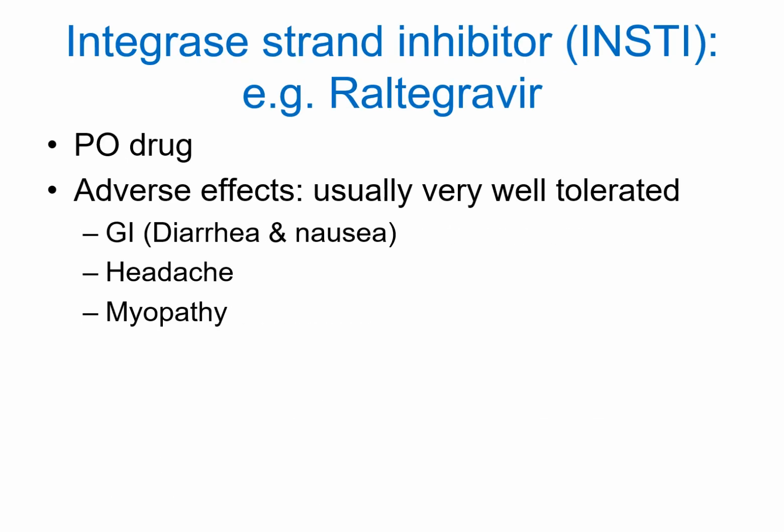We are done with the polymerase inhibitors, being a DNA polymerase, an RNA polymerase, or a reverse transcriptase. Now we're going further with our outline, and we move to raltegravir, which is an integrase strand transfer inhibitor, INSTI. Integrase is important for HIV, for instance. It's given PO, and usually it is very well tolerated. Adverse effects include some GI side effects, some headache, and again, some myopathy.